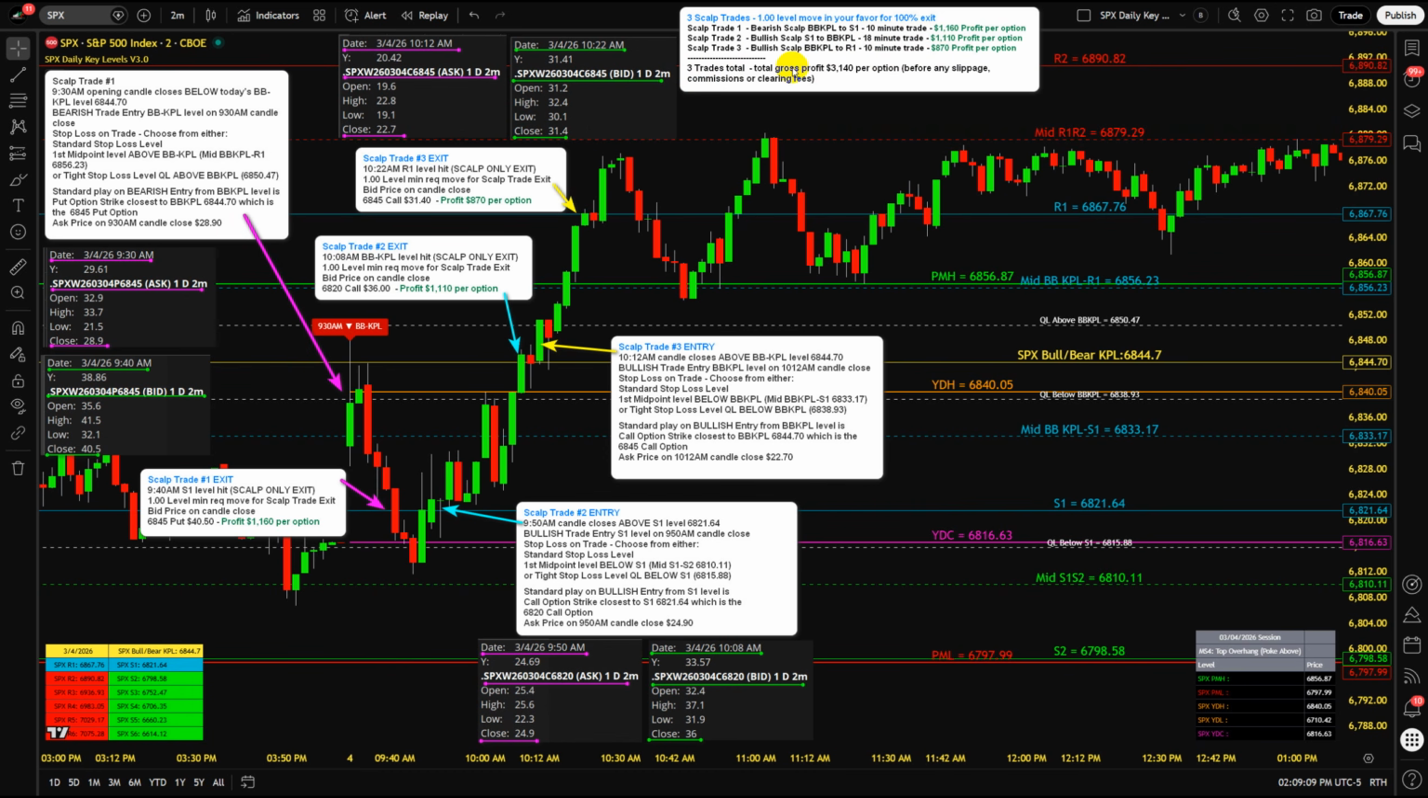3 trades total gross profit $3,140 per option before any slippage, commissions, if you happen to pay commissions at your particular brokerage, or any clearing fees, which of course SPX, also the CBOE exchange has clearing fees, which are fairly minor per option contract, but nevertheless, you have to factor those in, including any slippage and any possible commissions you may pay for your broker for any option trades.